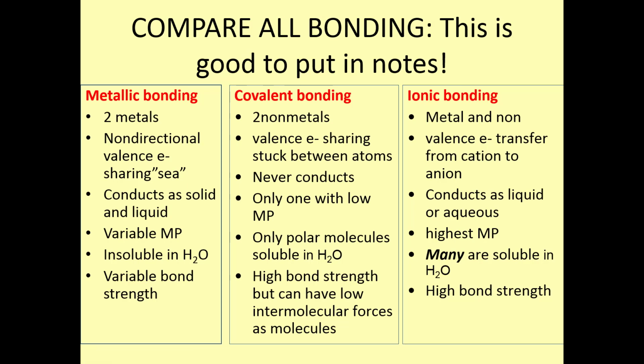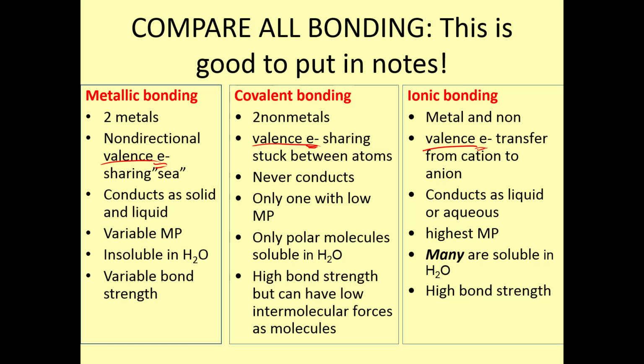So here's the comparison of all the three kinds of bonding that help us explain different properties of different substances. So metallic bonding, two or more metals, or the same metal. So silver is held together by metallic bonds. Zinc is held together by metallic bonds. Copper is, we could go on forever. Covalent bonding, there's two nonmetals held together by covalent bonds. Metallic bonding, the sea of electrons. Covalent bonding, electrons shared and stuck between atoms. So electrons, electrons, electrons. Notice valence electrons are the key to bonding. How is that different than ionic? You've got a metal and a nonmetal, and the valence electrons are transferred from the cation to the anion.